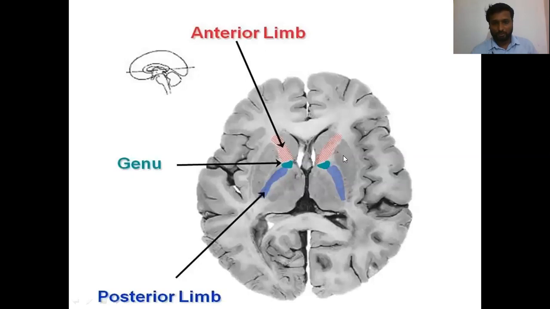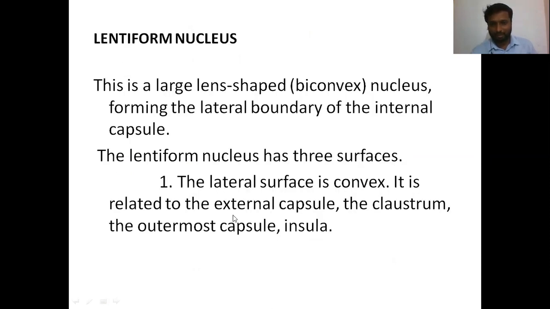Now see here, this one is a transverse section. Approximately here comes the lateral surface. Outer to the lateral surface, we can see the external capsule. This is the internal capsule, and that one is the external capsule. Then we can see a gray matter mass outer to the external capsule, here we have the claustrum. It's a gray matter mass. So these are some relations of the lateral surface.